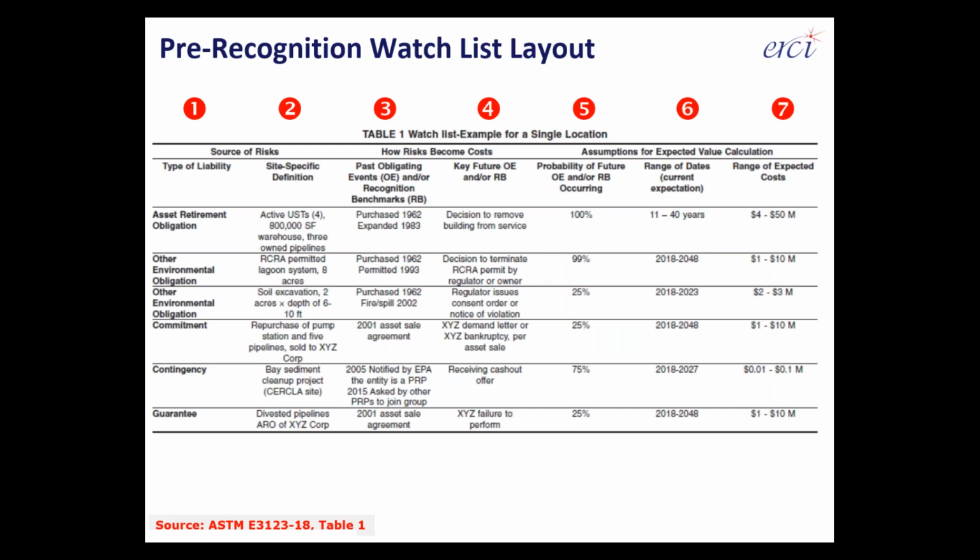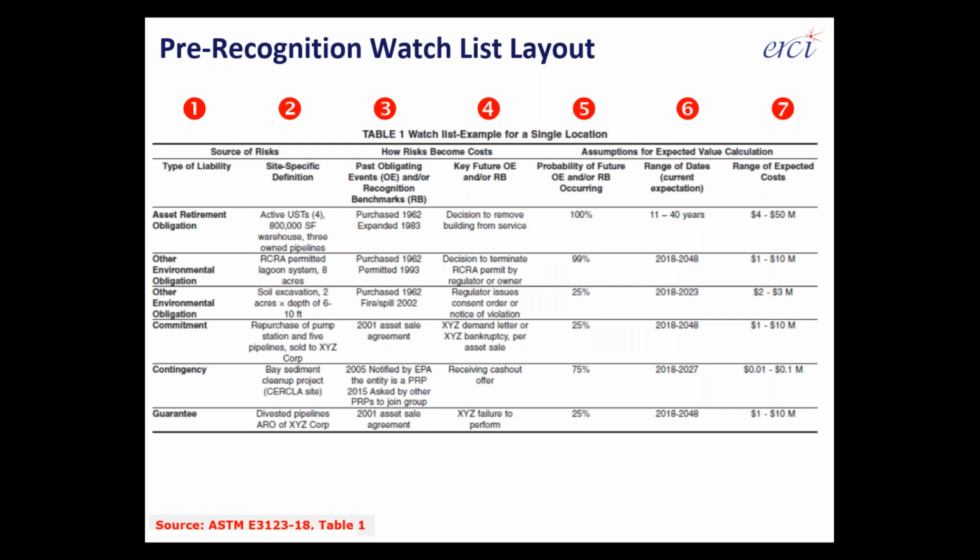That's the value, again, of having a watch list: the reserve or the provision has X dollars booked already, but the upcoming portions of the liability that haven't been reservable or provisionable yet are just expressed here on the watch list. Column 6 is the span of dates, the range of dates when a liability might be triggered in the future, and the range of expected costs, normally expressed on a present value or a current value basis.